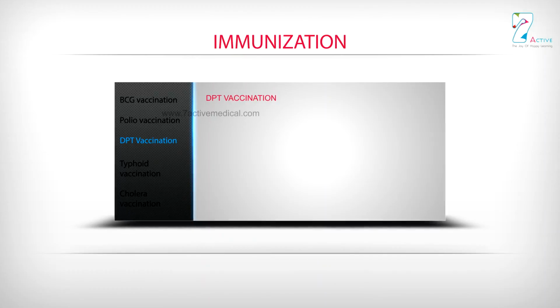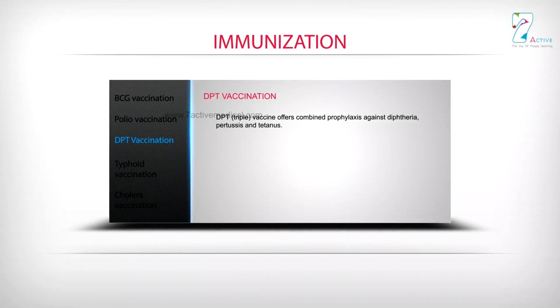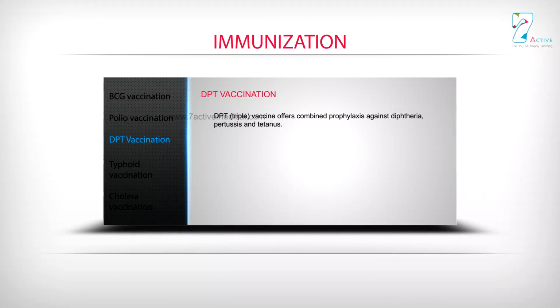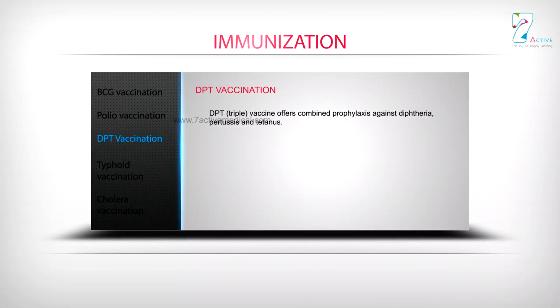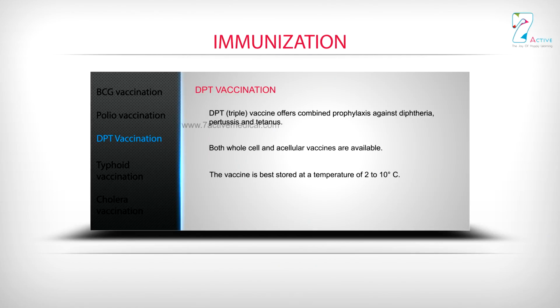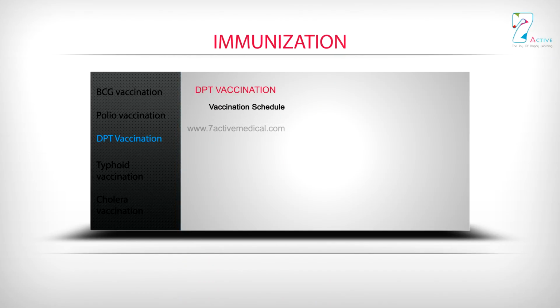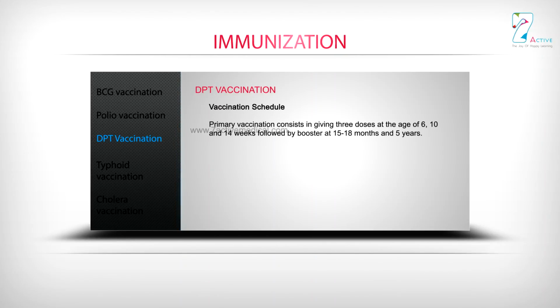DPT vaccination. DPT triple vaccine offers combined prophylaxis against diphtheria, pertussis, and tetanus. Both whole cell and acellular vaccine are available. The vaccine is best stored at a temperature of 2 to 10 degrees Celsius. Vaccination schedule. Primary vaccination consists in giving 3 doses at the age of 6, 10 and 14 weeks, followed by booster at 15 to 18 months and 5 years.